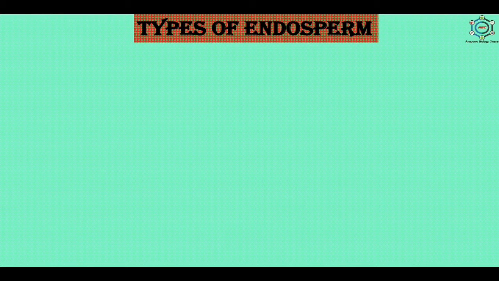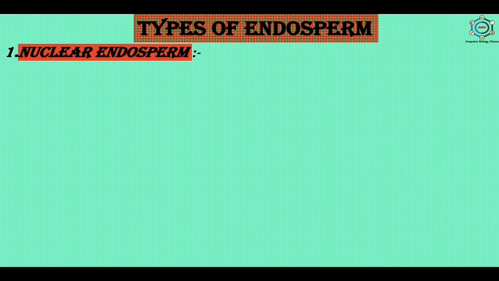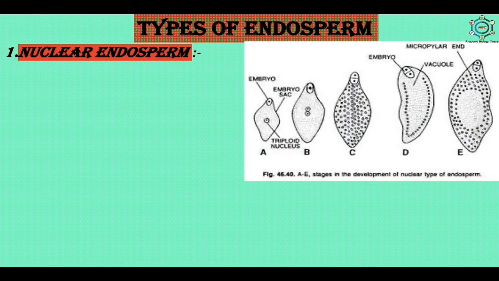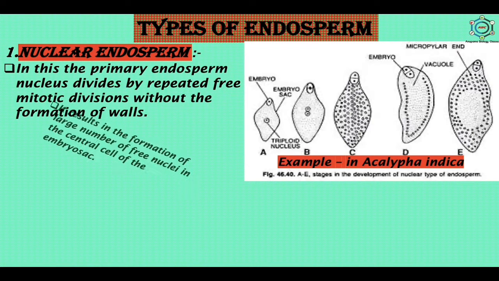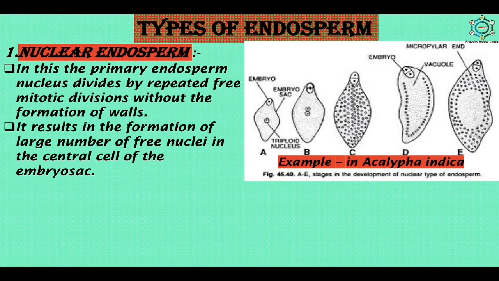After this, there are the types of endosperm. Here, the first one is the nuclear endosperm. In this picture, you can see the development of nuclear endosperm, for example in the case of Eclipta indica. In this, the primary endosperm nucleus divides by repeated free mitotic divisions without the formation of walls. It results in the formation of a large number of free nuclei in the central cell of the embryo sac.